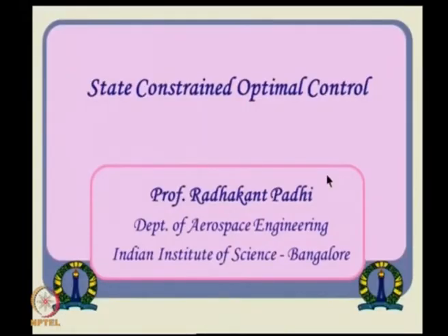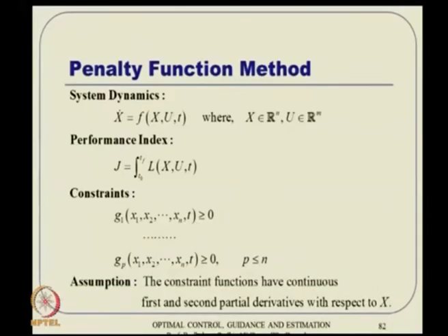Then towards the end we also talked about state constrained optimal control. That means it need not be only control constraints; inequalities can come in state variables also. There we studied two methods. One was the penalty function approach, where we had the system dynamics like this and the performance index like that, but also a bunch of inequality constraints as functions G1 to Gp.